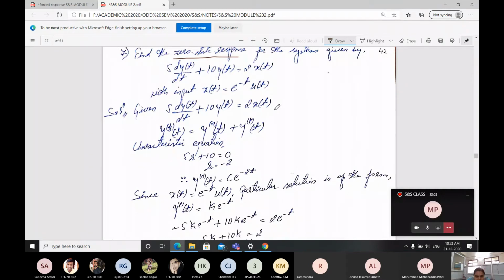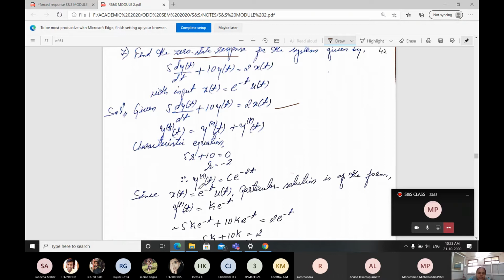First you write 5 dy(t)/dt + 10 y(t) = 2 x(t). Our forced response, or zero state response, y_f(t), is going to be equal to y_n(t) plus y_p(t). From the equation, find the characteristic equation. The same question, so r is going to be equal to minus 2, right?